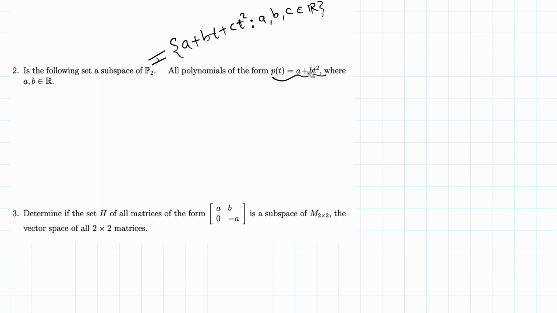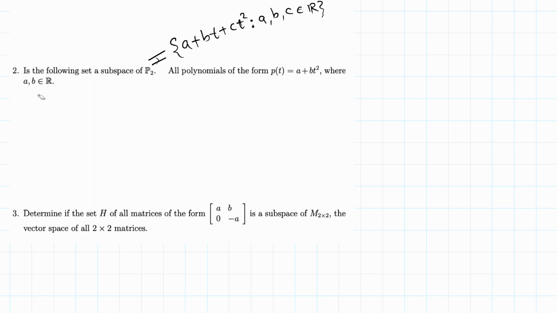So we want to check if the zero element is there first. If we take a 0 and b 0, because we can vary a and b, there are two real numbers, so 0 plus 0, the zero element is there. Now we want to see if we add two of these, a number plus a number t squared and another number plus another number t squared, do we still get this type of element? In that case, this will be closed under addition, and we're going to multiply by a real number. It looks like this is a subspace.